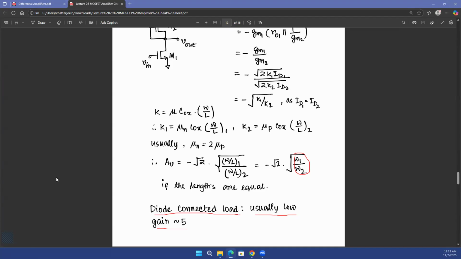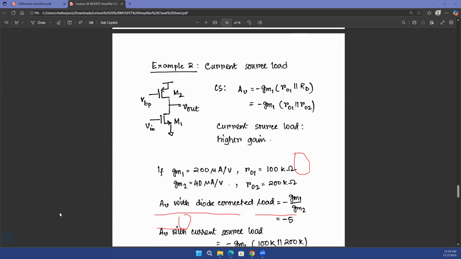And that's why for a diode connected load, usually the gain is low, in the range of 5 or so. It's very hard to get anything more than 5 for a diode connected load. So how can we improve that load? How can we improve the gain?